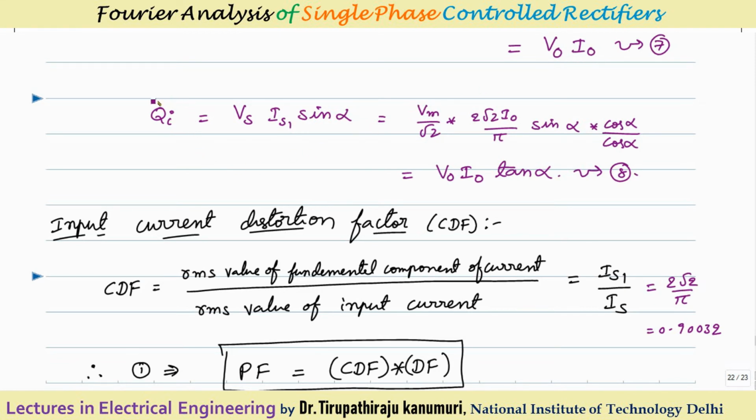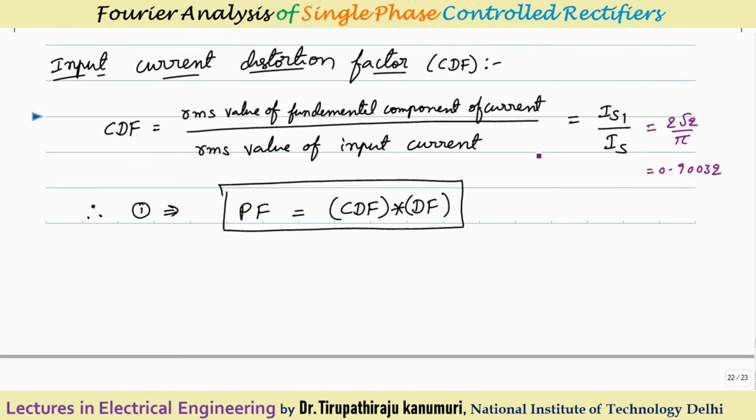Now how do we calculate the reactive power? Reactive power supplied from the source will be equal to Vs into Is1 into sin alpha. Again I have substituted the things. I am multiplying and dividing with cos alpha. The component multiplied by cos alpha is nothing but V naught multiplied by I naught. What is the extra term that remains? Sin alpha by cos alpha, which is equal to tan alpha. So Qi will be equal to V naught I naught tan alpha. Using that I can calculate it.